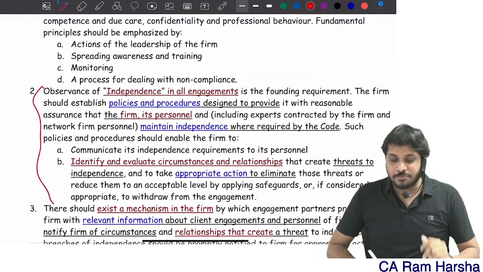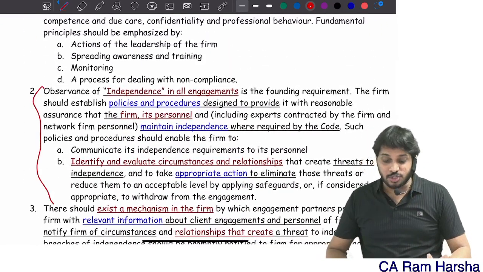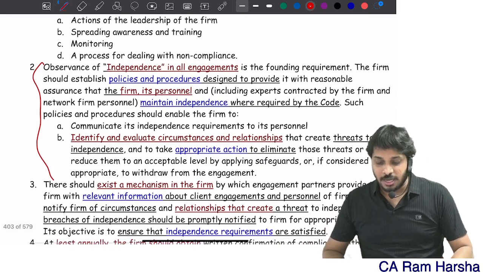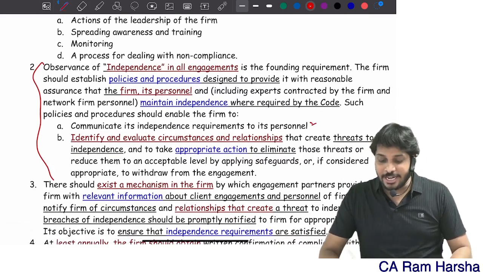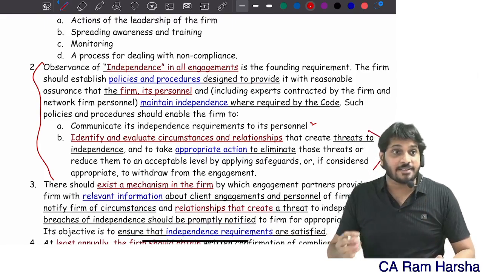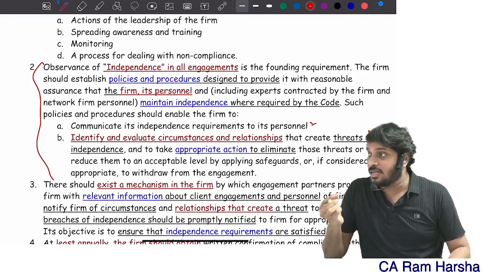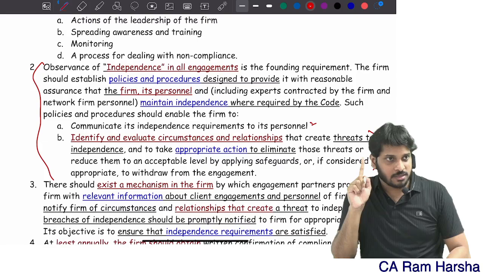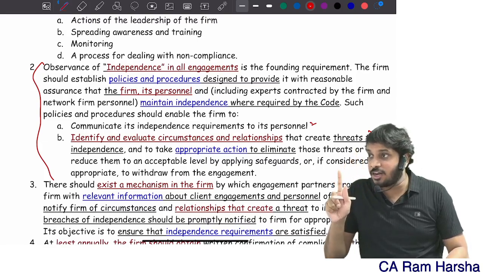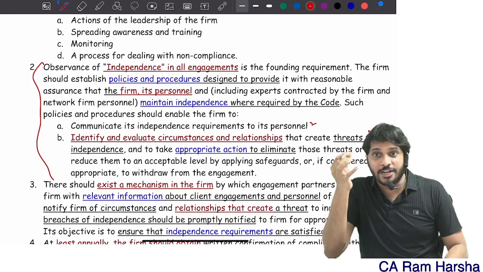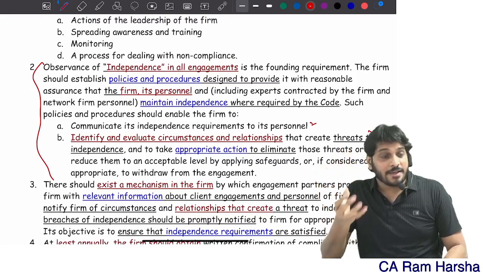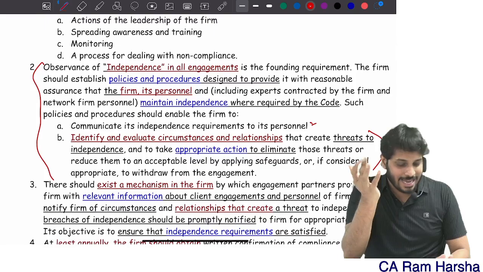The firm should observe independence. The firm should communicate independence requirements to their persons. If at all any threats to independence are identified, the firm should take actions. What action? Implementing safeguards, to reduce the threat to an acceptable level or to eliminate it. If reducing or eliminating is not possible, the firm should not accept the engagement.